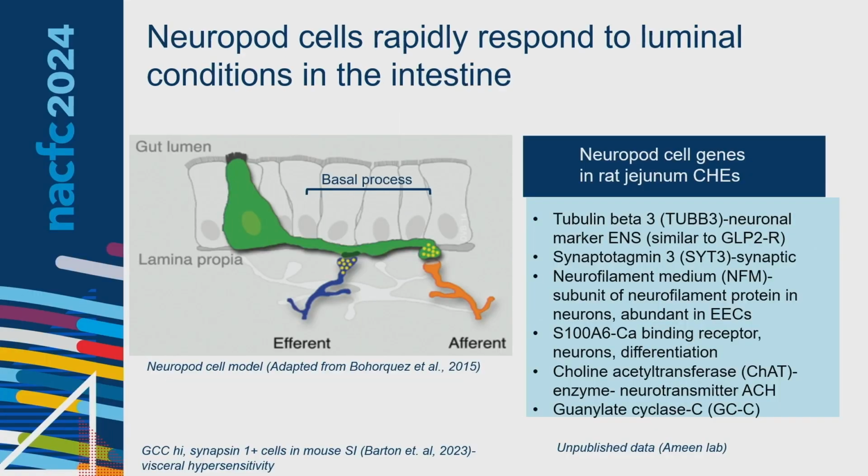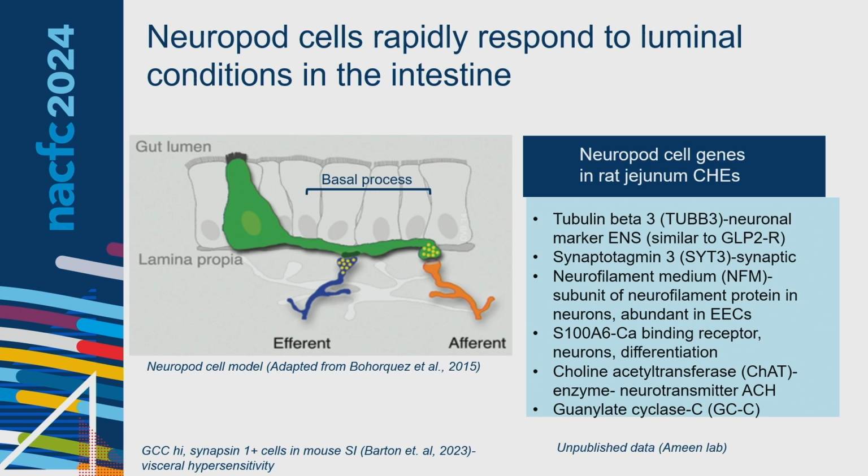So I'll switch gears and talk about neuropod cells, because the EECs are cells which sense luminal contents, and these cells are known to secrete hormones both locally and distally through the bloodstream where they act. But more recent studies have been able to identify these basal processes in EECs that extend into the lamina propria, and these basal processes have synaptic vesicles which allow rapid transmission through afferent and efferent neuronal interactions with the ENS to respond to luminal contents.